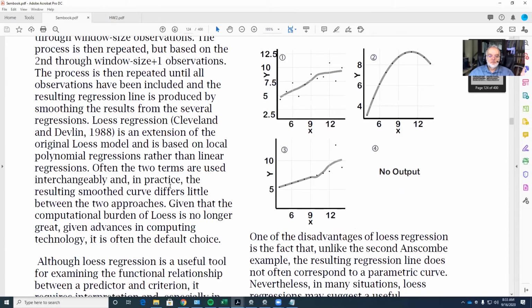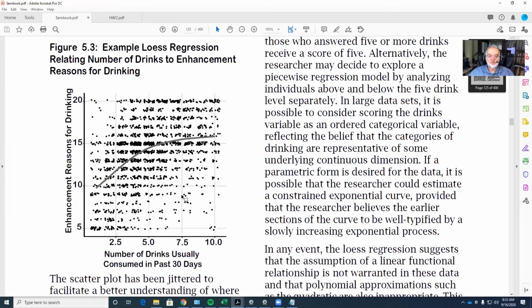And that's basically all there is to lowess regression. If you want an example of lowess regression, one of the data sets I played with quite a bit is called the impacts data set that Ken Sher works on. They were looking at how many drinks people consume in the last 30 days and how that predicts enhancement reasons for drinking, whether it's the belief that if I drink, the party will be better or I'll enjoy the time more.